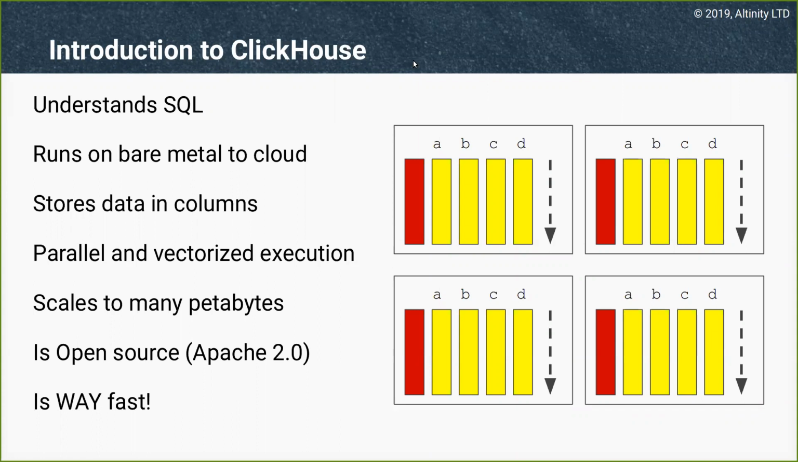You typically begin using it when you get into the range of hundreds of millions of rows, the point where things like MySQL, Postgres, and other traditional relational databases break down, and it scales all the way up to tens of petabytes. It is open source. That's a big selling point, licensed under Apache 2.0, and it's extremely fast.